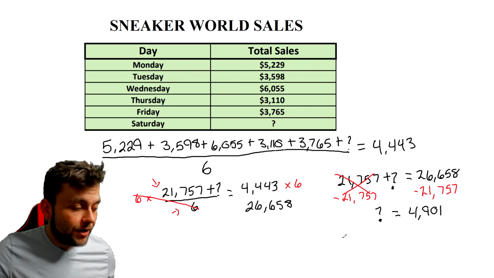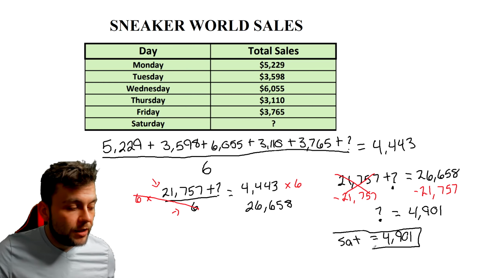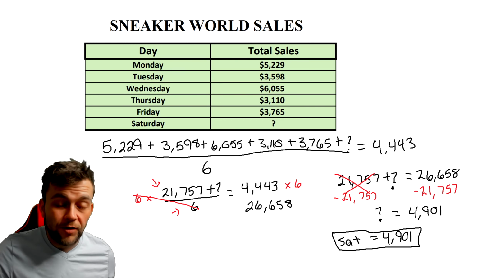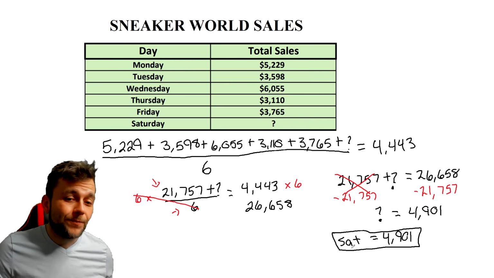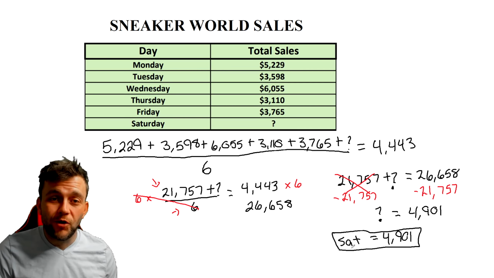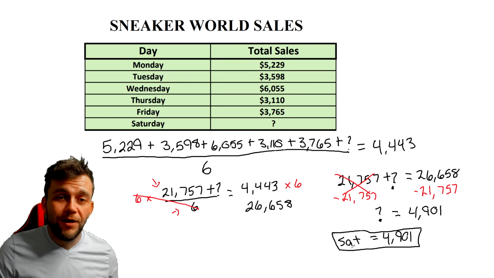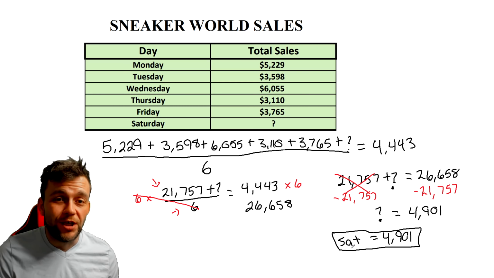So Saturday's sales value is equal to 4,901. And what does this teach you? It teaches you not to lose your records of sales, so you have to calculate it backwards. But I hope this helped you understand the mean a little bit more, and it gave you an idea of what types of problems you're going to be facing on the GED.